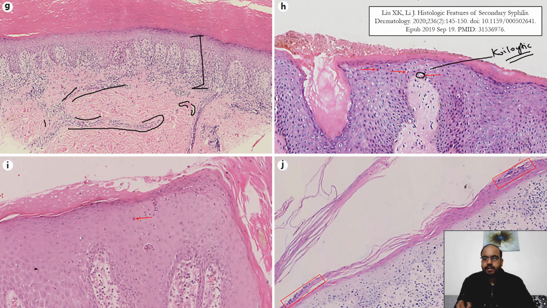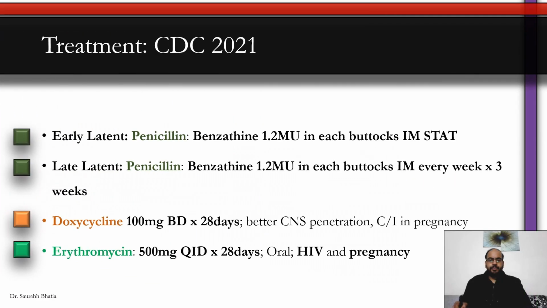If you look at this, these are the neutrophils in the stratum corneum, which mimic Munro abscess, but they are technically not Munro abscess. So let's remove this term. So this is just neutrophilic exocytosis in the crusted lesions of syphilis. Okay, so we have discussed the biopsy of secondary syphilis.